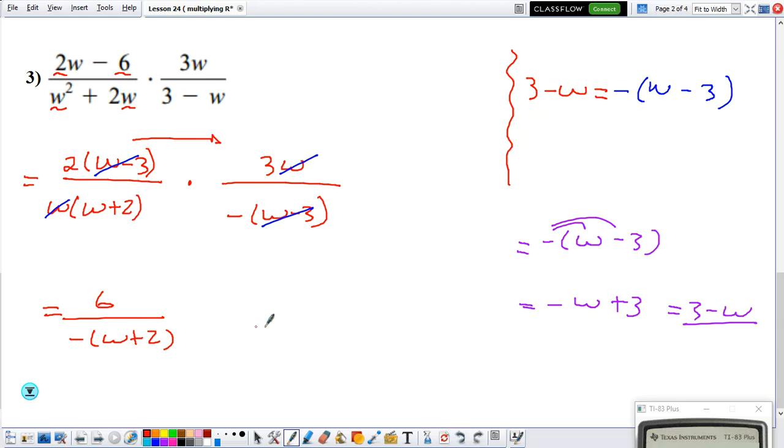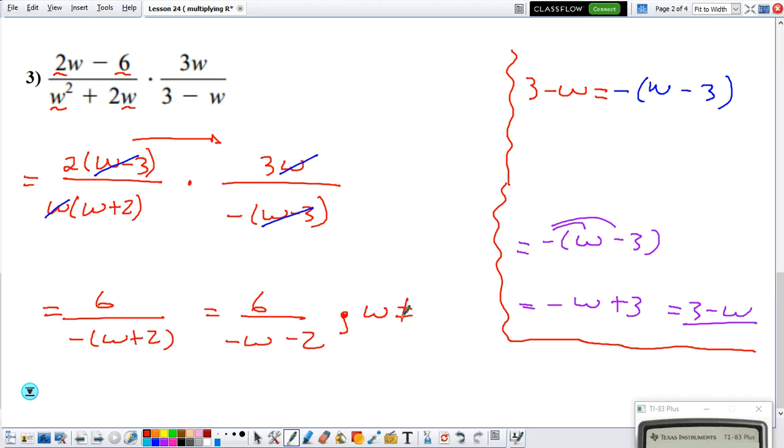Now maybe you want to rewrite it as 6 over negative w minus 2. Again, now this is going to be a little bit trickier. What value of w can I not use? Well, I can certainly not use negative 2, because if I plug in negative 2 in here, I will have a negative times a negative, so positive 2 plus 2, which is equal to 0. You don't want a 0 on the denominator, so that's why w cannot be equal to negative 2.